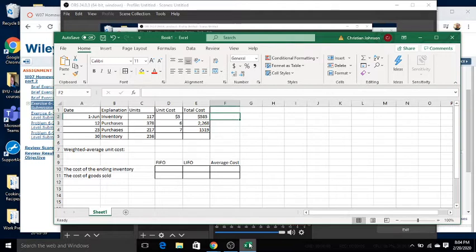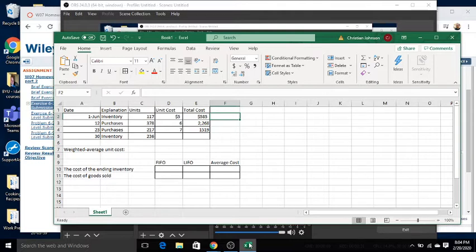The purpose of this exercise is to calculate ending inventory and cost of goods sold under FIFO, LIFO, and average costs. The first part of this exercise is pretty much simple. We have to calculate weighted average unit cost. To get this, we must know the total number of units available for sale and the total cost of goods available for sale as well.